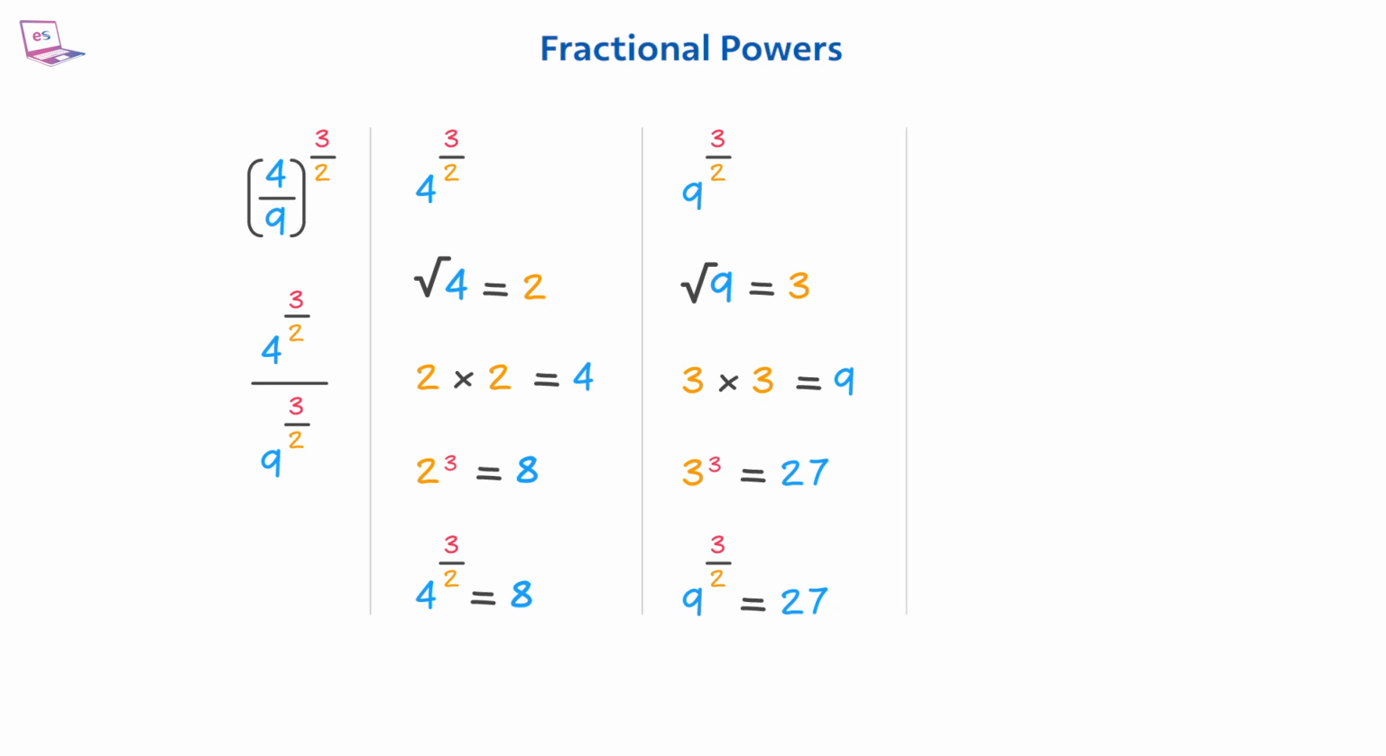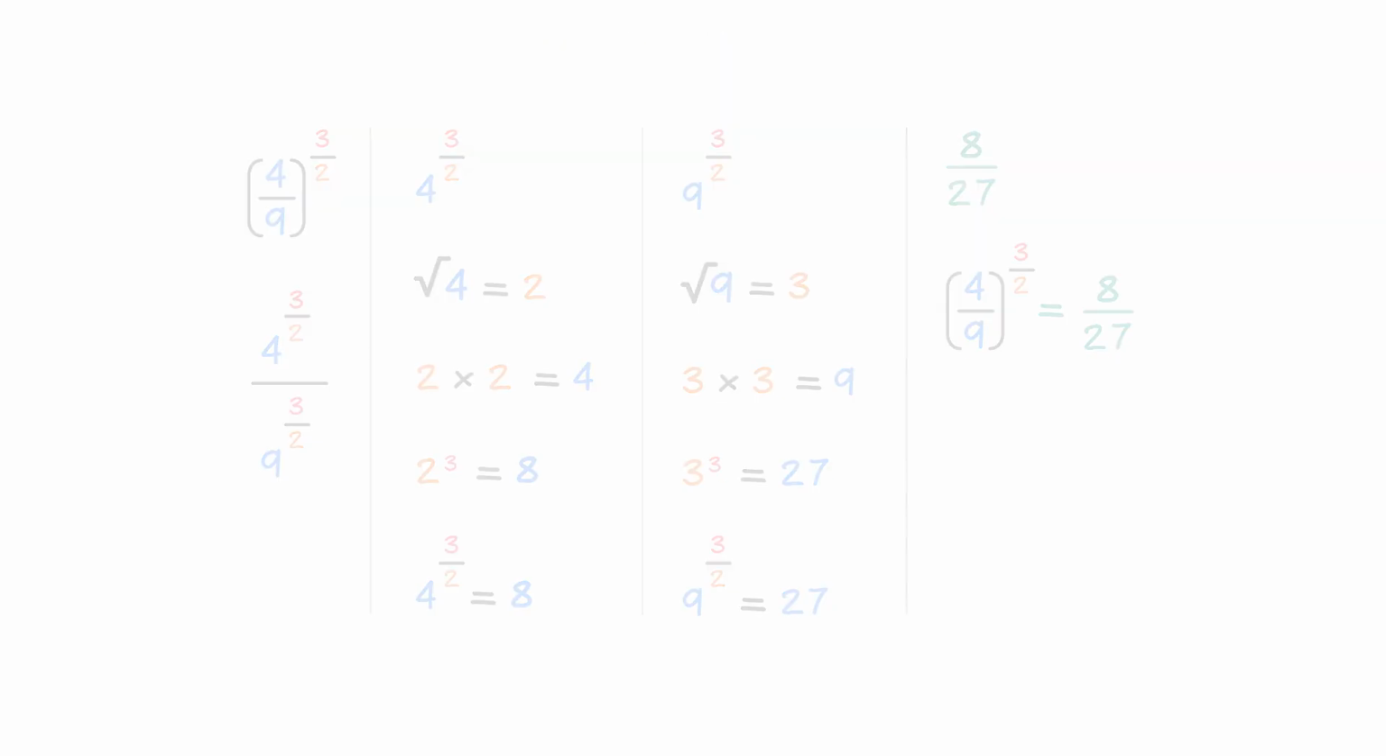Now, let's combine the simplified results of the numerator and denominator. It will be 8/27. The simplified result of 4/9 to the power of 3/2 is 8/27.